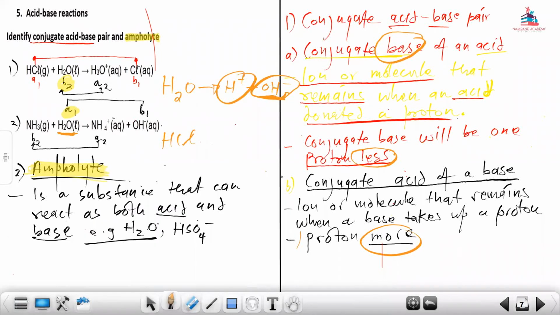Even if I have the HCl and the HCl donates this proton, what is it that I am left with? Cl minus. So the Cl minus becomes now what? A base. So this base, we call it a conjugate base of an acid.